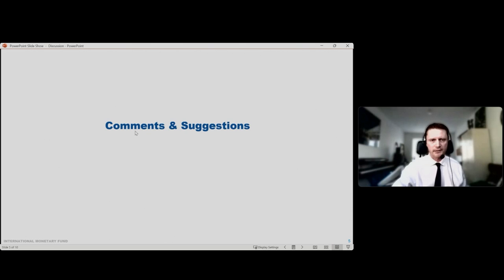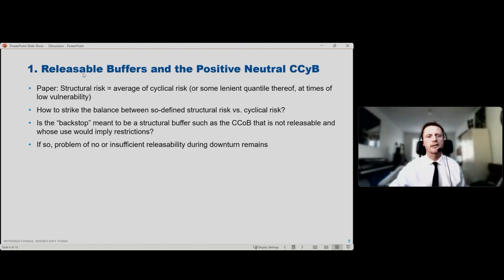I have six comments. On this first slide, the first point is all around the notion of releasable buffers and the positive neutral CCYB. Again, first, just to quickly recall that in the paper, Cyril and Valerio define structural risk as the average of cyclical risk or some lenient quantile above it, corresponding to times of low vulnerability. And so here is basically a related question. At one point in the paper, the authors ask themselves how to strike the balance between this so-defined structural risk and cyclical risk. So at what level to set the quantile for this structural scenario and the implied structural buffers.